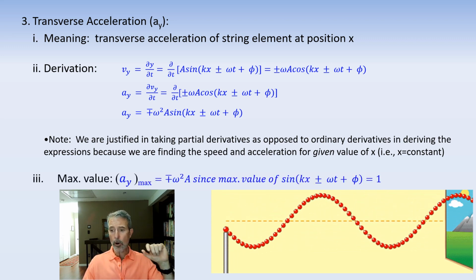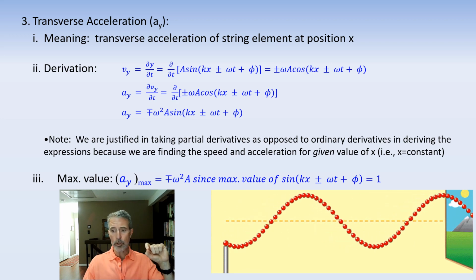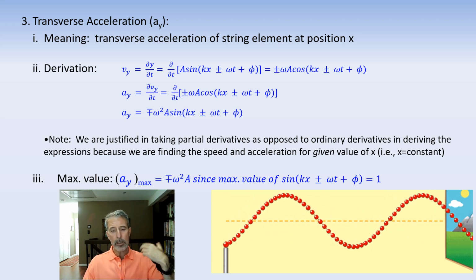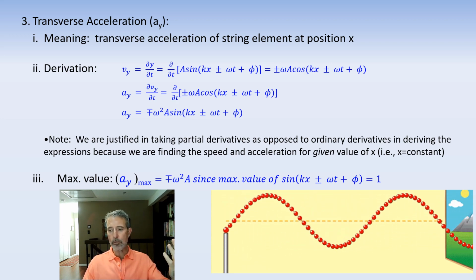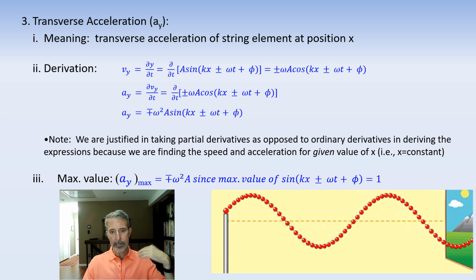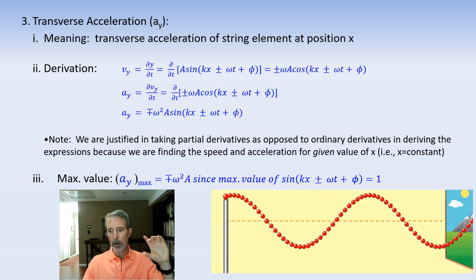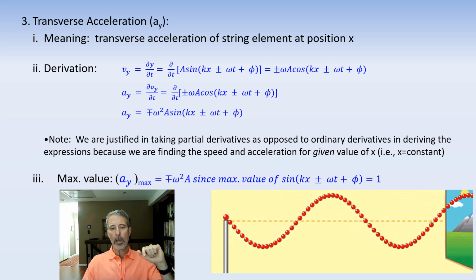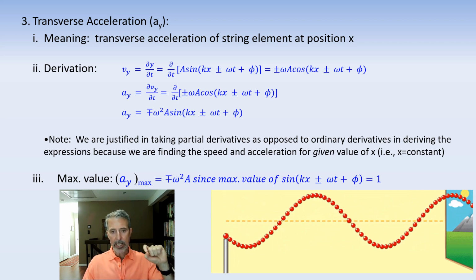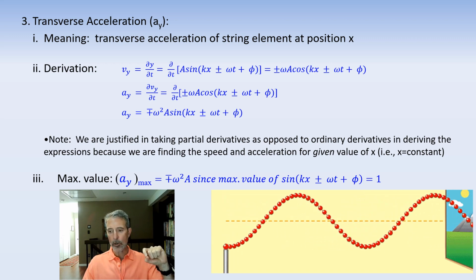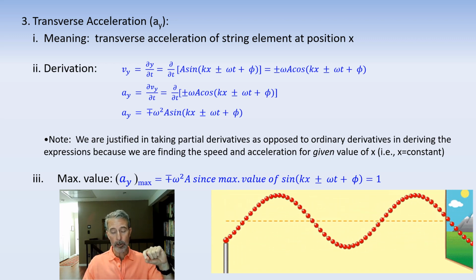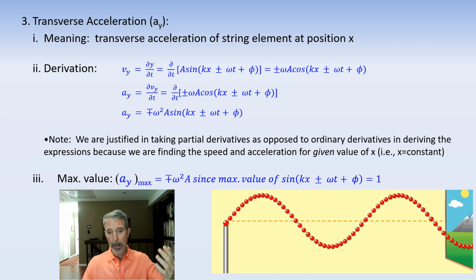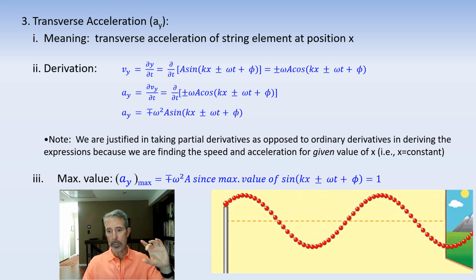So given our expression for the transverse particle acceleration, we can find the maximum value of that, recognizing that the maximum value of the sine function is 1, which tells us that the maximum transverse acceleration of a particle is going to be plus or minus omega squared times the amplitude.